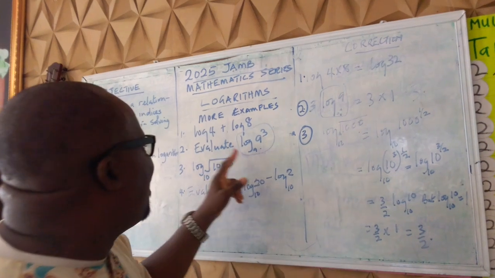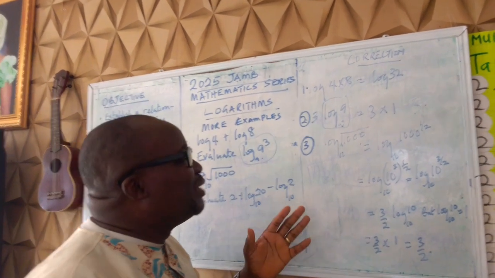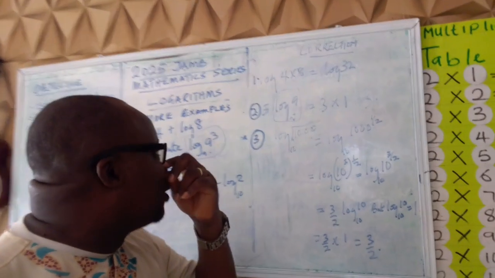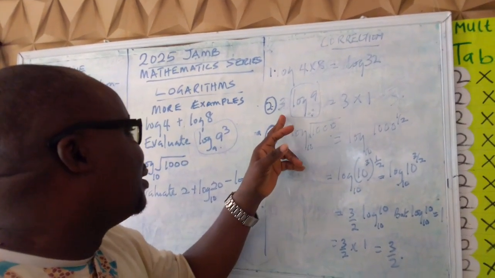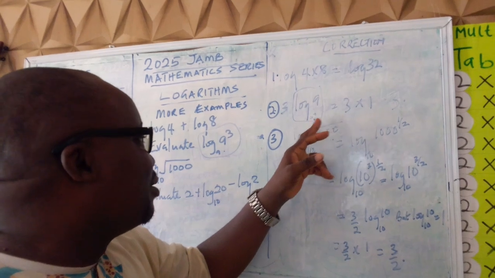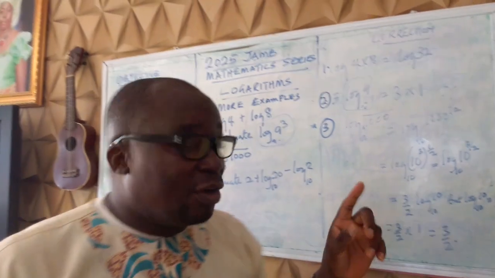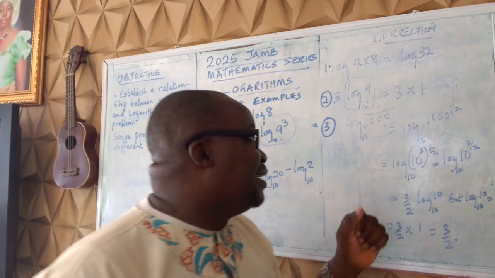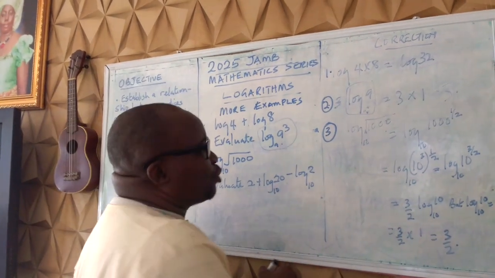Now, the question: evaluate log a raised to the power 3 base a. This simply means, from the third law that we showed you, 3 log a base a. And what is log a base a? The logarithm of a number with the same base is always equal to 1. That makes it 3 times 1. Look at the third question.